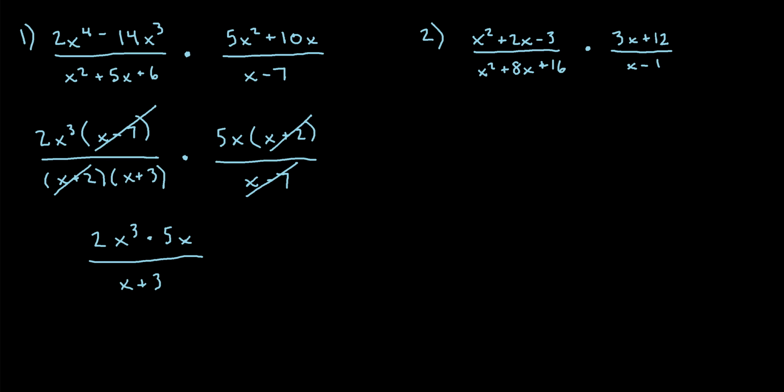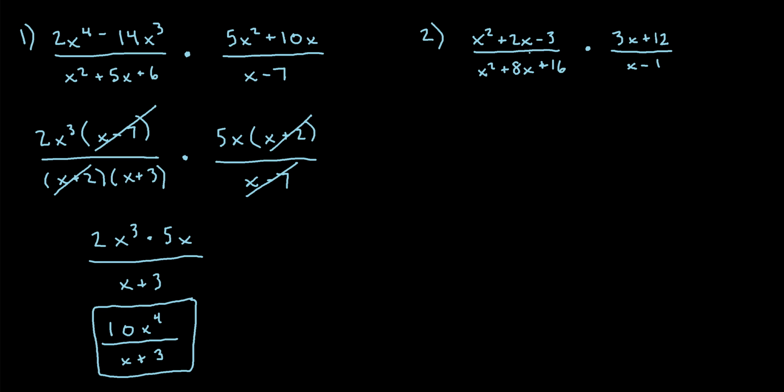So the last step is just to combine these terms in the numerator. 2x cubed times 5x. That would be 10x to the fourth. And that's all over x plus 3. And that's our final answer. So we just multiplied these two rational expressions, and we ended up with 10x to the fourth over x plus 3. Let's take a look at the second example.